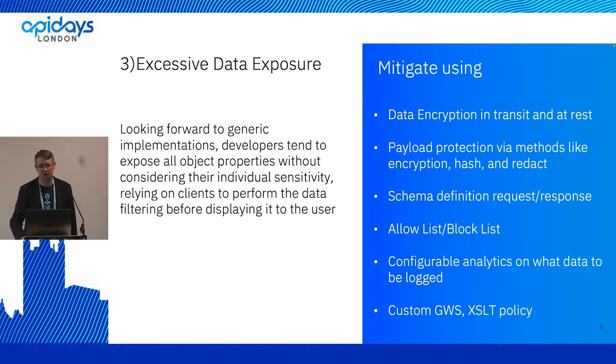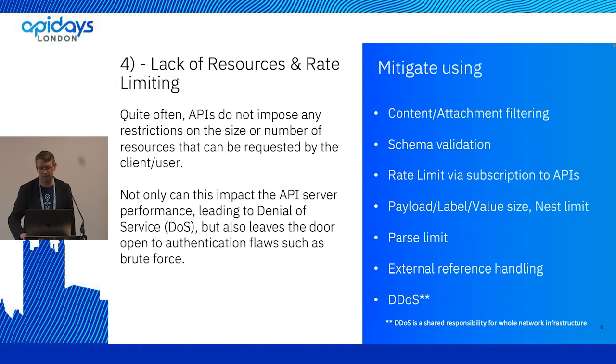So if we move on to number 4, lack of resources and rate limiting. It's quite easy to end up building an API that doesn't impose restrictions. It's quick and easy to get your objects built out and define the API with just what the parameters are without thinking about the size or the limits to the fields.